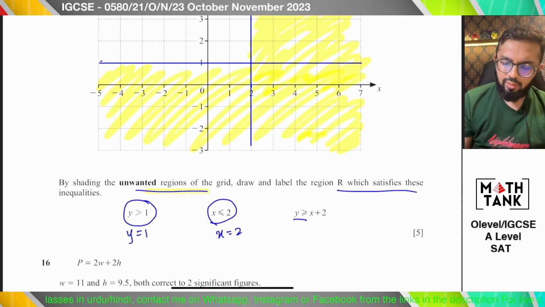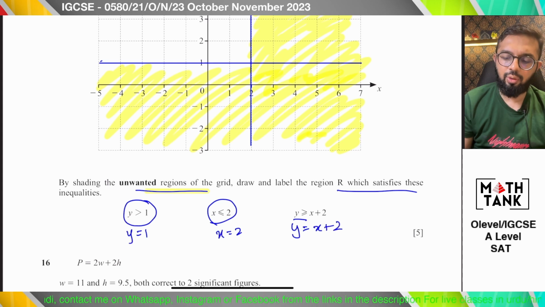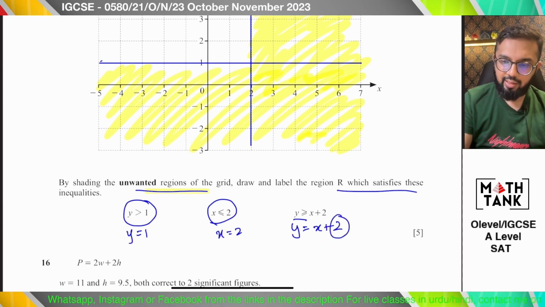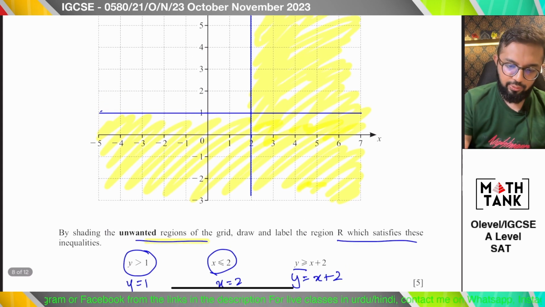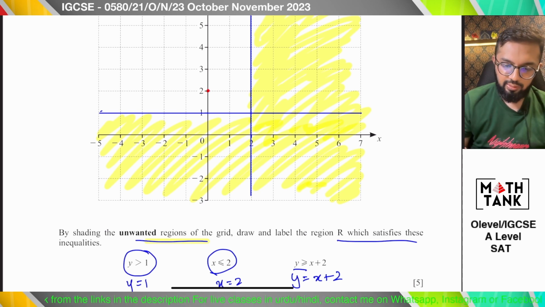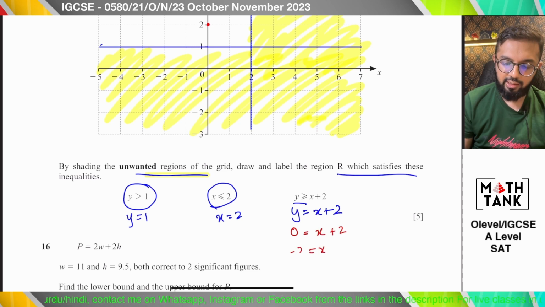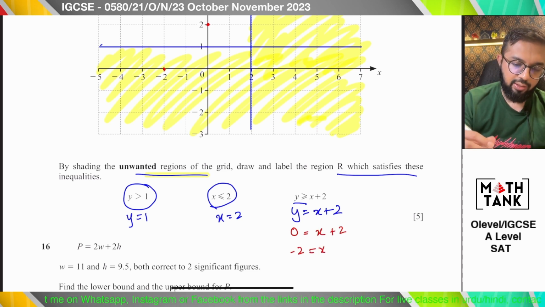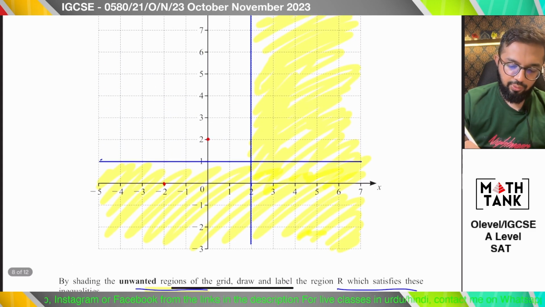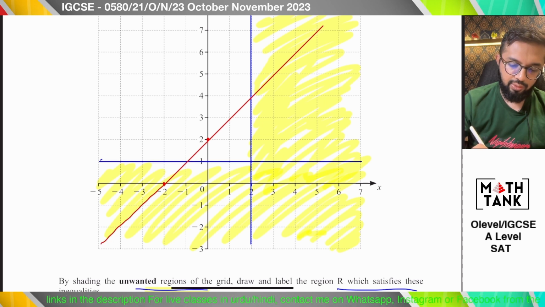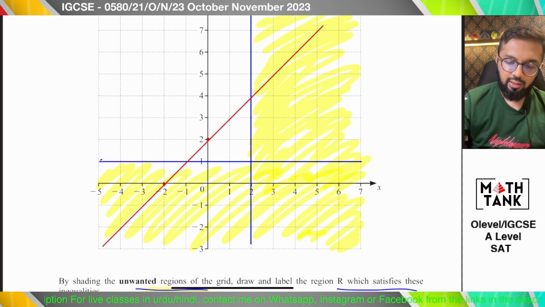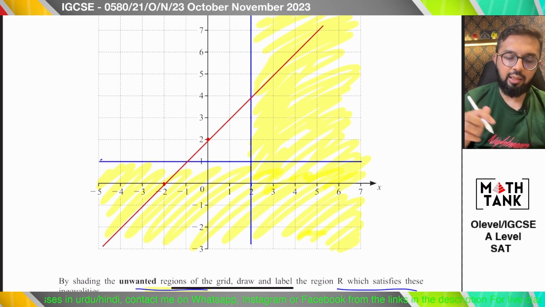y equals x plus 2, so I'm going to have to draw this line. I see a y-intercept of 2, so one of the points that I want to plot is y equals 2. Can I find another point? I can find the x-intercept as well, so x equals minus 2. I'm going to plot that as well. I'm going to draw a line through all of this. This line has to stretch downwards as well, approximately the correct line.